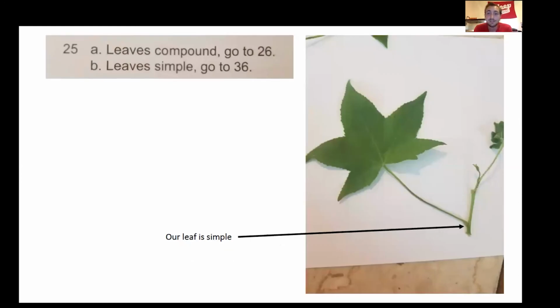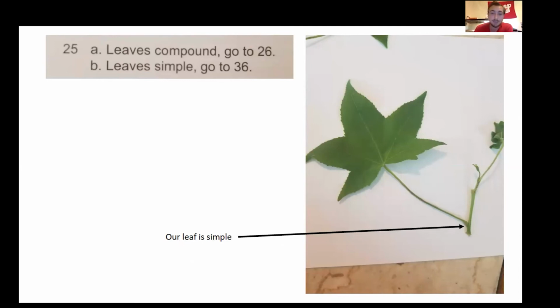So at 25, it asks if our leaf is compound or simple. Because our leaf is only divided into lobes, but not into separate leaflets, our leaf is simple. Where the stem attaches, it's not really visible, but there is a tiny little bud starting to form there. That would be its overwintering bud that will leaf out next year.